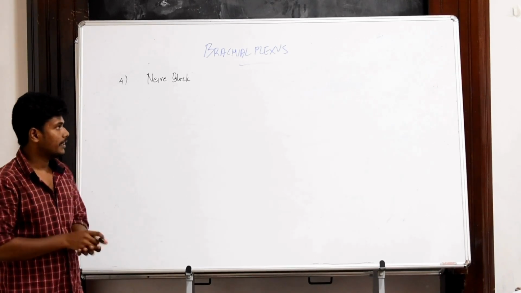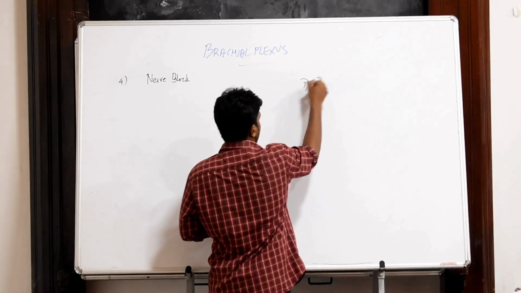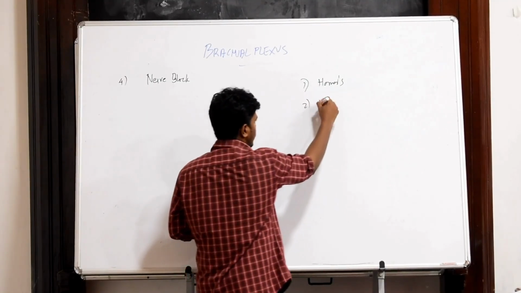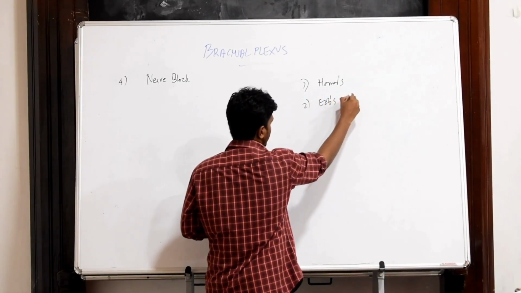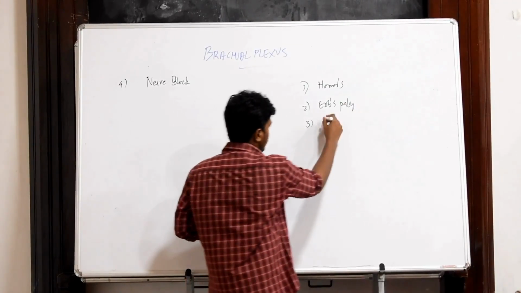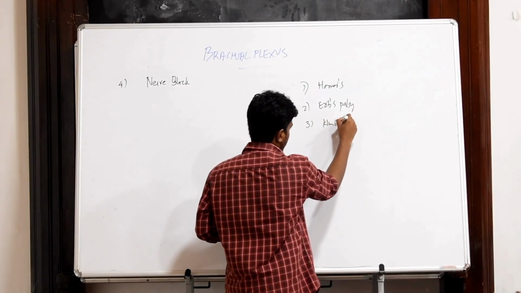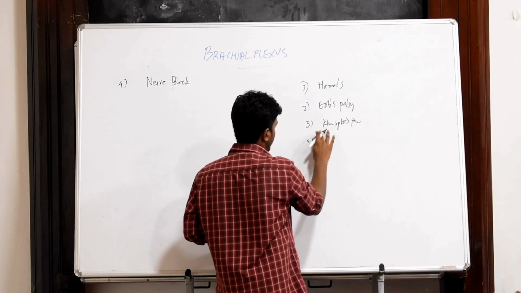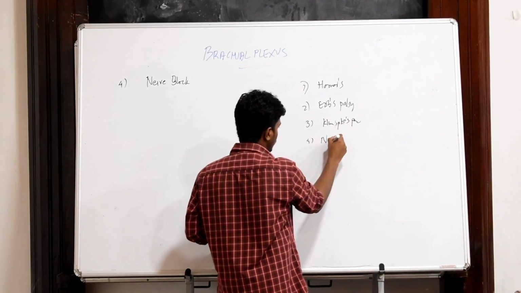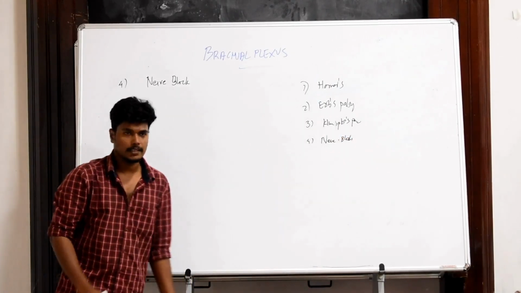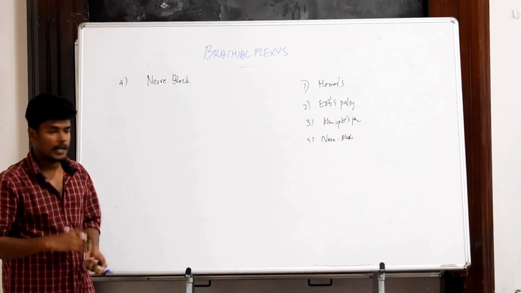So the four clinical features are: first, Horner syndrome in total injury; second, Erb's palsy or policeman's or waiter's tip; third, Klumpke's; and the fourth will be nerve block. So that sums up the brachial plexus, and you must know how to draw the brachial plexus.